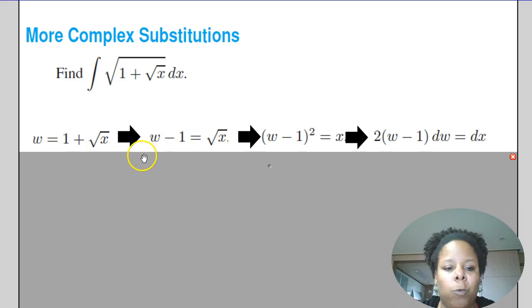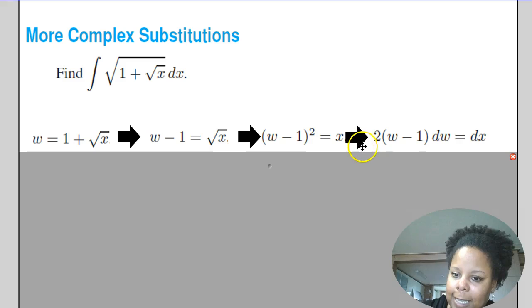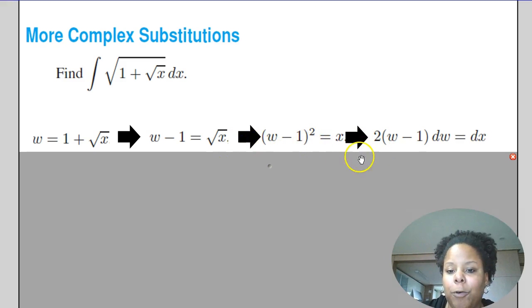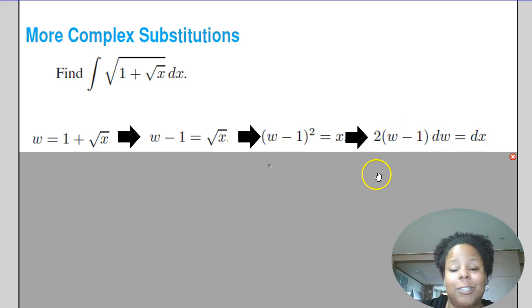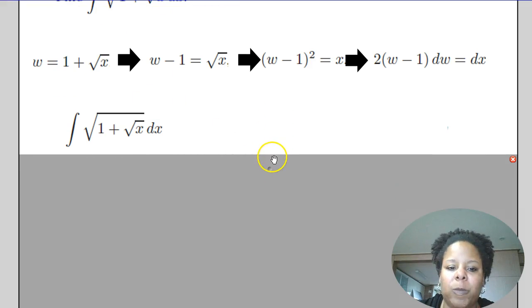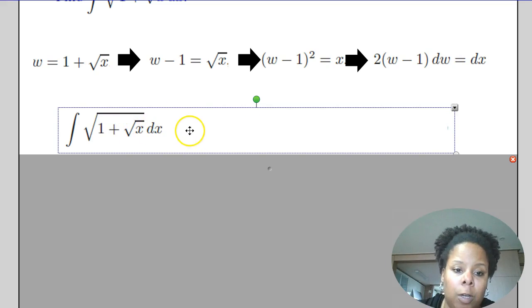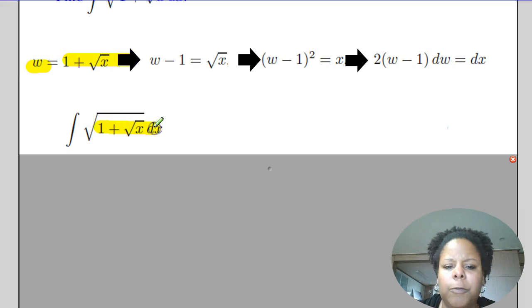And therefore, w minus 1 will be equal to the square root of x, but w minus 1 squared will be equal to x. Then, if I take the derivative of both of these sides, I get 2 times w minus 1 dw is equal to dx. Tricky, huh? It is. But I like that because now I can actually replace the original integral in terms of things involving w. So 1 plus the square root of x is my w, and then my dx is equal to this, okay?